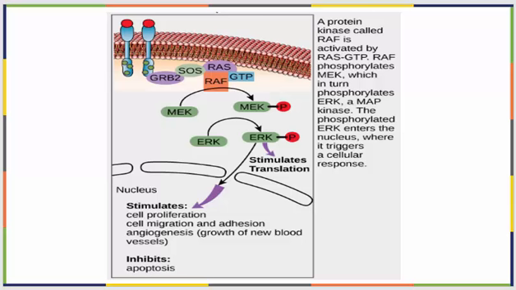ERK is actually going to stimulate cell proliferation, cell migration, and adhesion, angiogenesis, which means that new packet of cells is going to grow its own blood vessels. It's also going to inhibit apoptosis, or normal cell death. This is an example of a receptor tyrosine kinase leading to the proliferation and growth of a cell regardless of if it's actually healthy for the system.